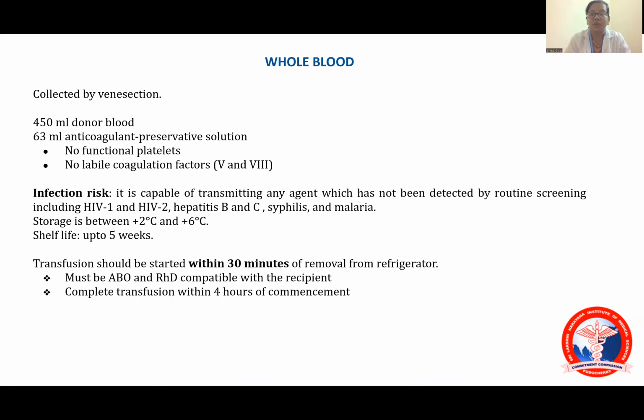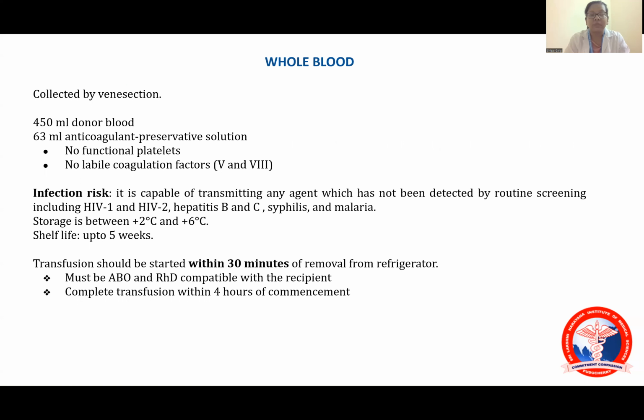First of all, we'll discuss about whole blood. As we all know, whole blood is collected by venesection. 450 ml of donor blood is required. 63 ml of anticoagulant preservative solution is added. Whole blood has no functional platelets, has no labile coagulation factors, that is coagulation factor 5 and factor 8.